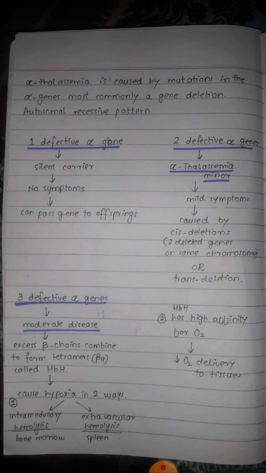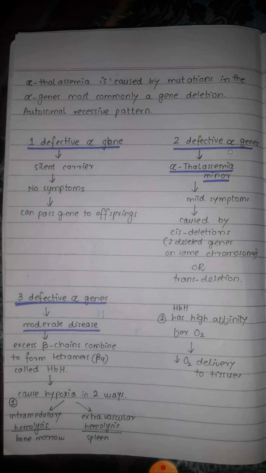to alpha thalassemia. Alpha thalassemia is caused by mutations in the alpha genes, most commonly a gene deletion. And alpha thalassemia is an autosomal recessive disease. It transmits in an autosomal recessive pattern. Now, we know that we have 4 alpha genes. If there is a defect in one alpha gene, then the person is said to be a silent carrier. The person will have no signs and symptoms, but he can pass the defect to his offspring.